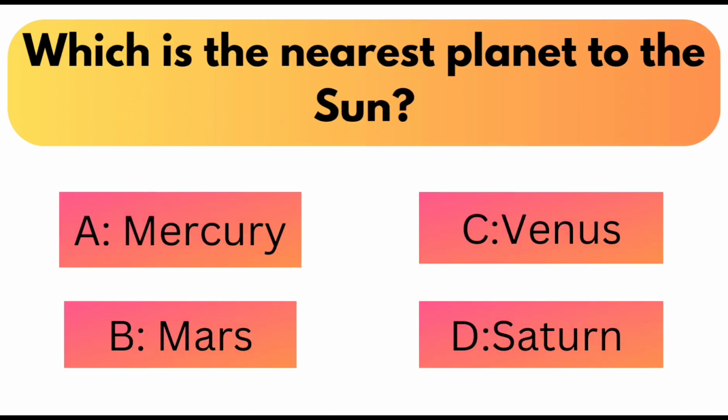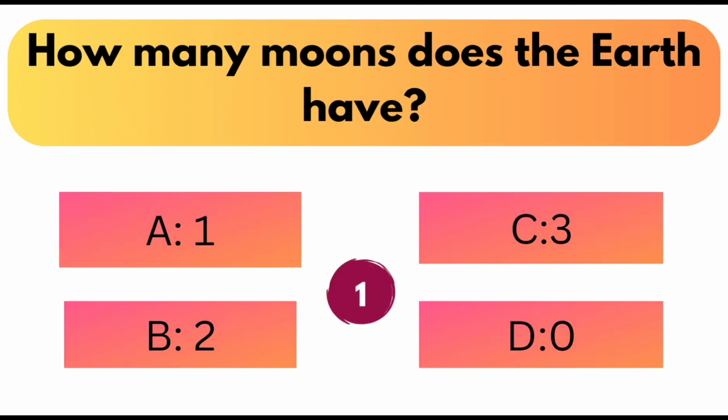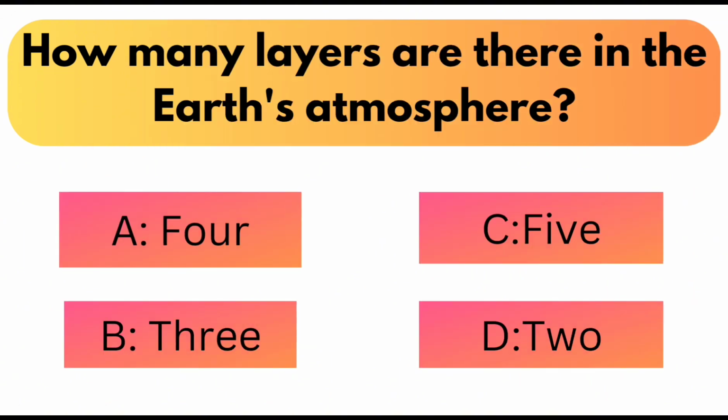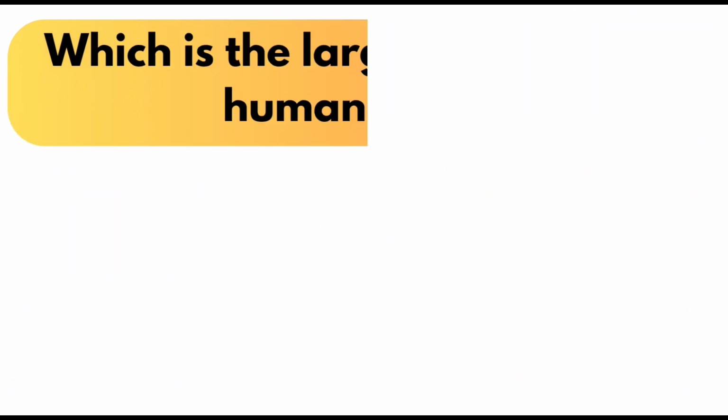Which is the nearest planet to the Sun? A is the right answer. How many moons does the Earth have? A is the right answer. How many layers are there in the Earth's atmosphere? C is the right answer. What does the cow give us? B is the right answer.